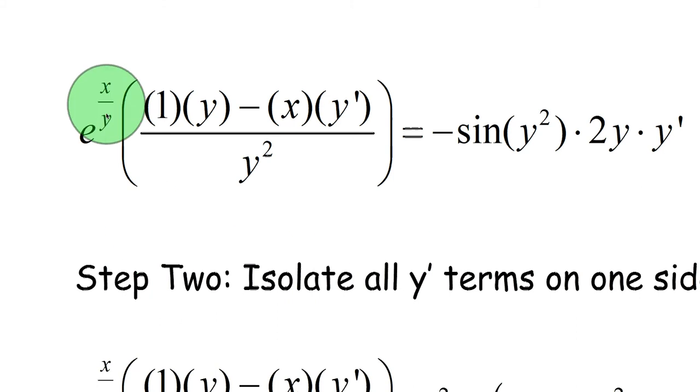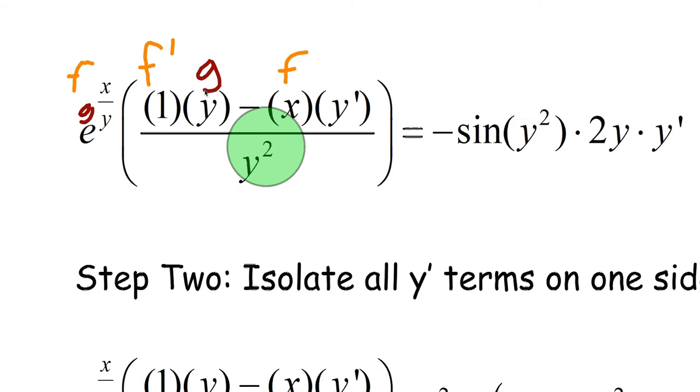So the derivative of e to the x over y is e to the x over y, but we have to take the derivative of the inside using the quotient rule. And remember, that's f prime g minus f g prime over g squared. Our f is x, so f prime g minus f g prime. Our g is y. So f prime g minus f g prime over g squared. So g prime would be dy dx.